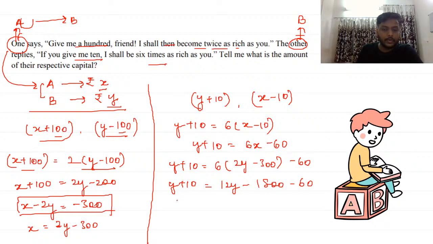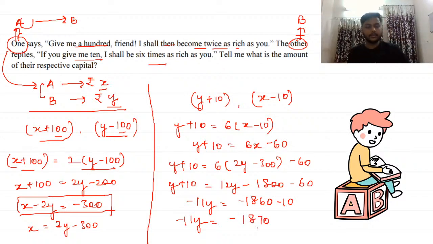Now next will be what? I have y and 12y, so this will become minus 11y if I take 12y to the left hand side, and here I will have minus 1860 minus 10. Okay, and this will give me, guys, what? Minus 11y is equal to minus of 1870, correct? Got it?